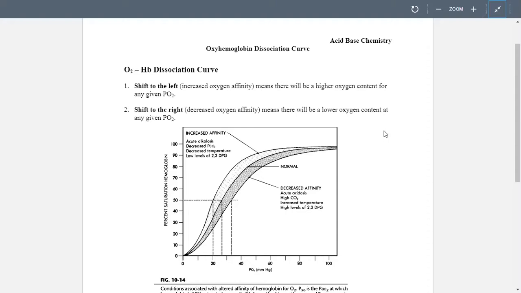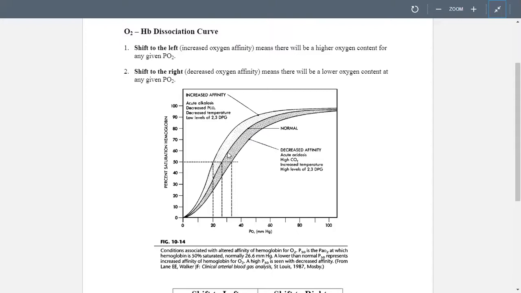Now, there are some things that can cause hemoglobin to love oxygen less or love it more, and that's this oxyhemoglobin dissociation curve. That's this curve here. This middle line is the middle curve of hemoglobin. On this side, you have the percent saturation of the hemoglobin, and down here you have the corresponding PaO2. Sometimes they'll just put PO2.